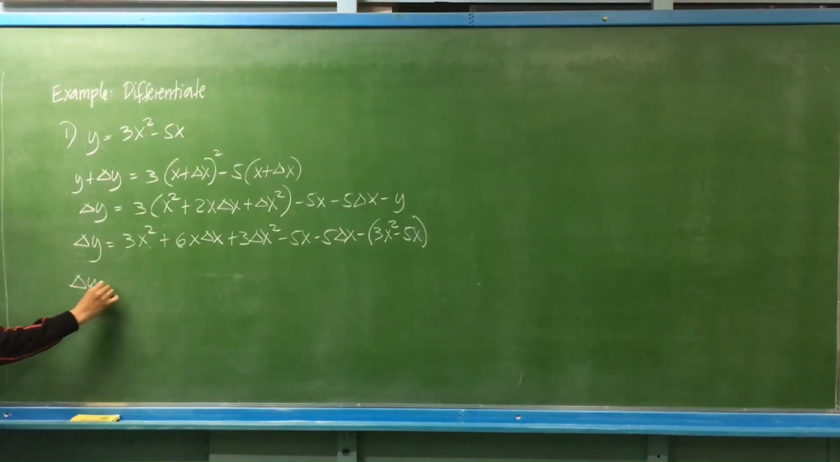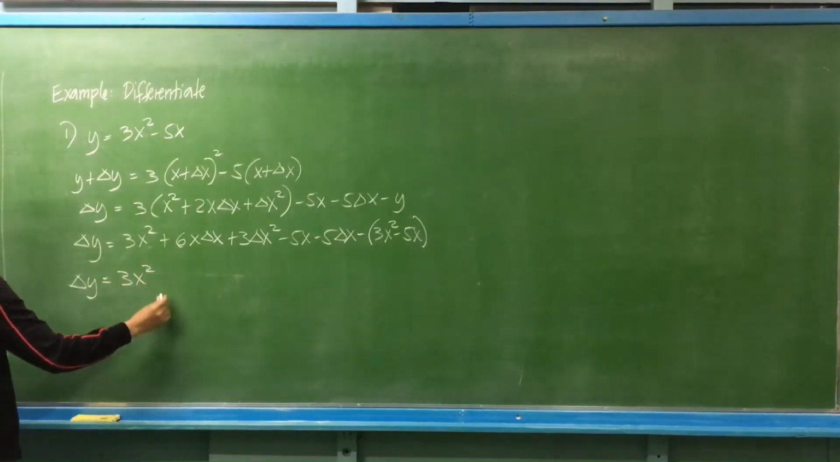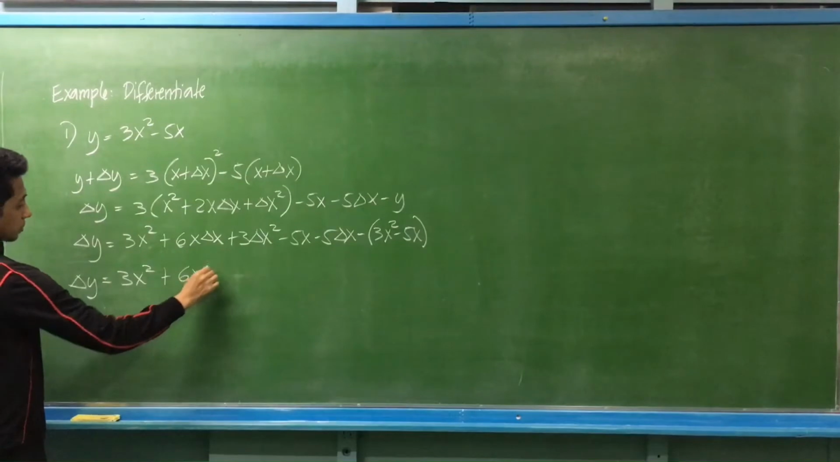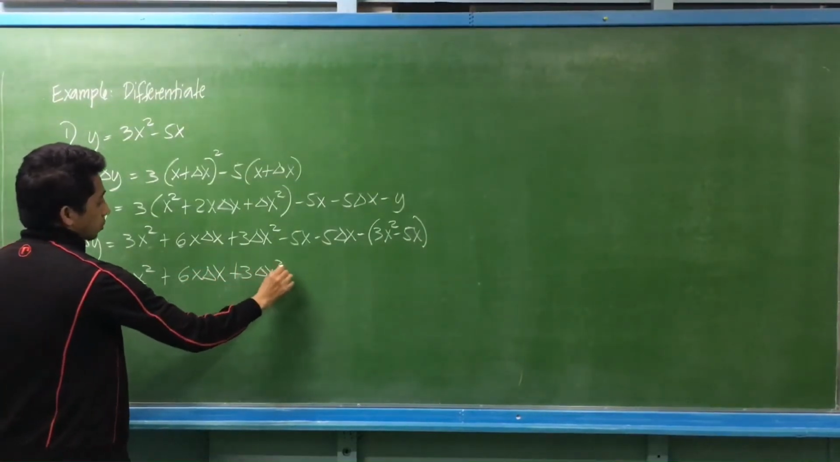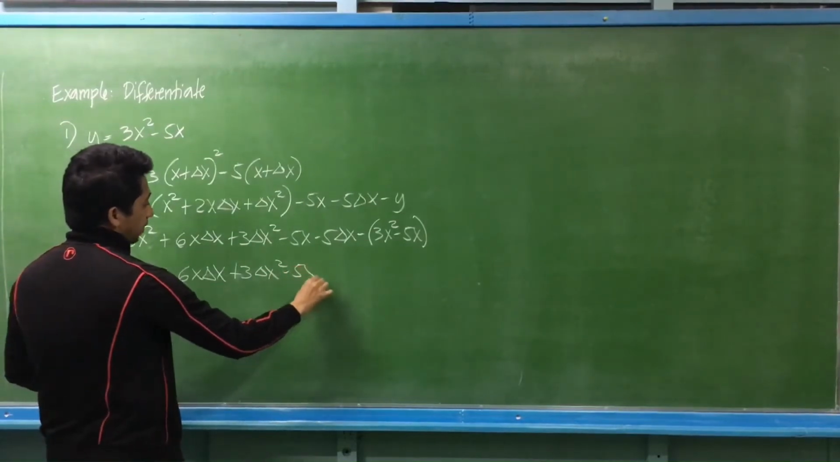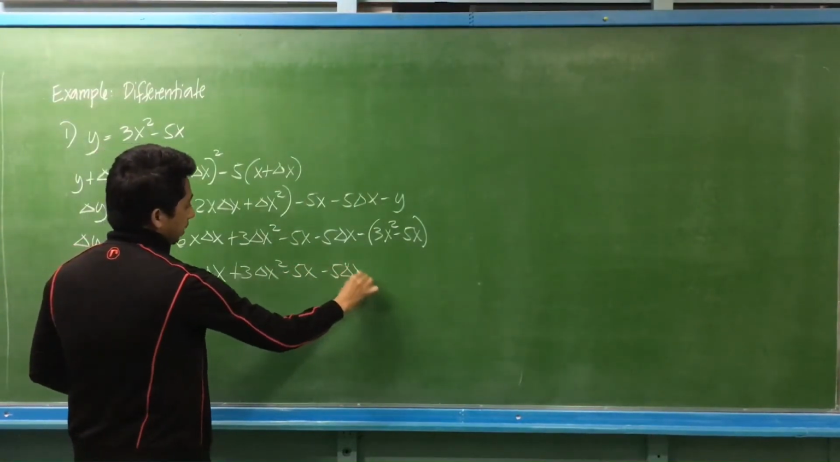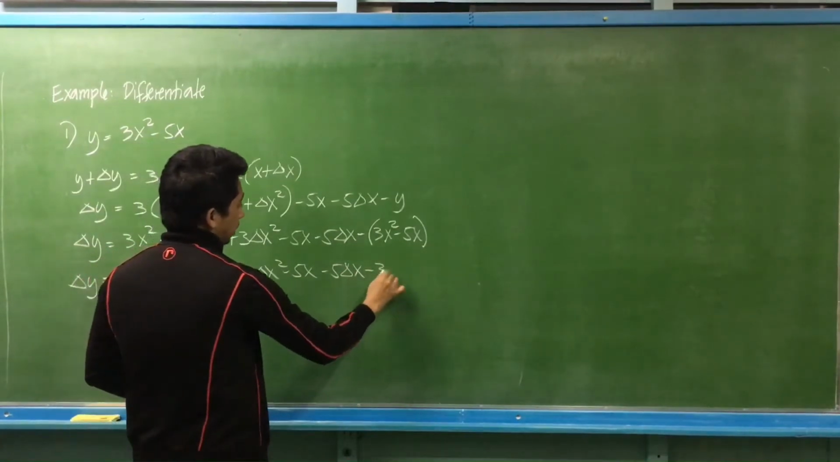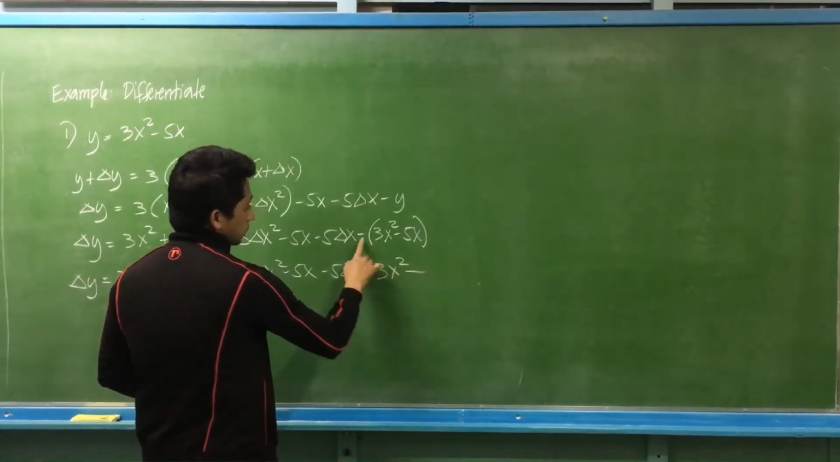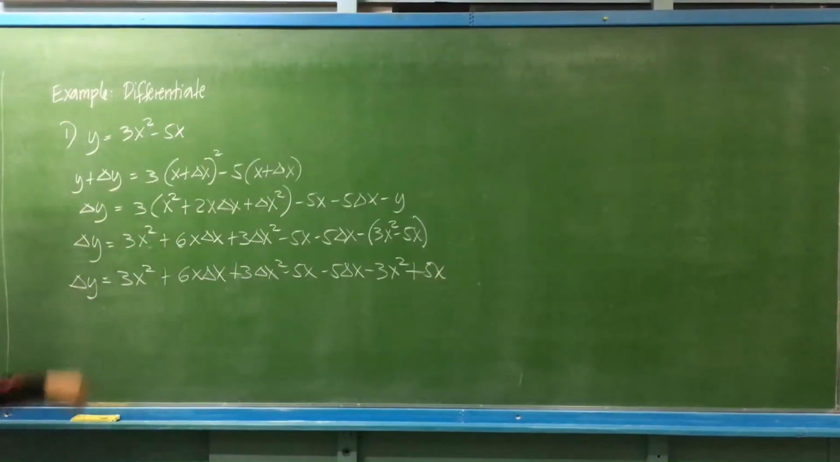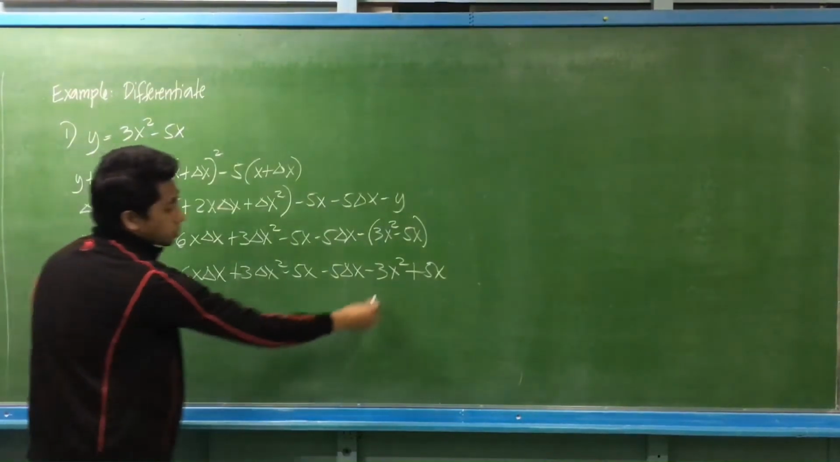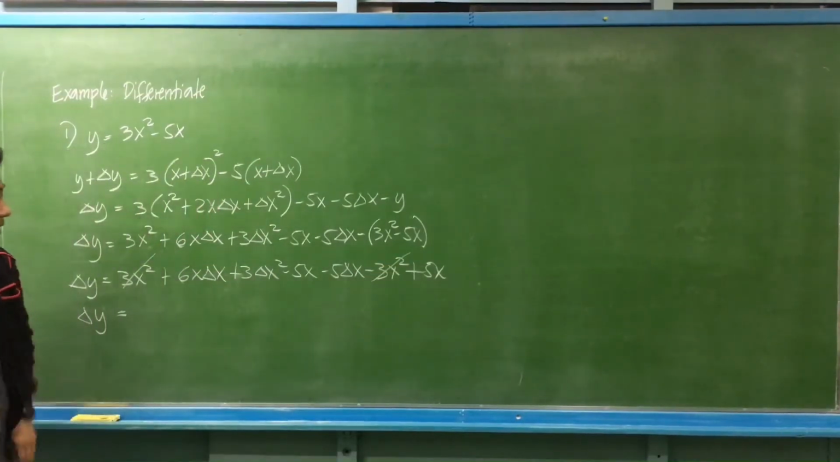This is now delta y is now equal to 3x squared plus the 6x delta x plus 3 delta x squared. Okay, we have minus 5x minus 5 delta x minus 3x squared plus, this negative times negative, plus 5x. So what are the terms that will remain? We have delta y, we have the remaining terms. We may remove 3x squared. What else?